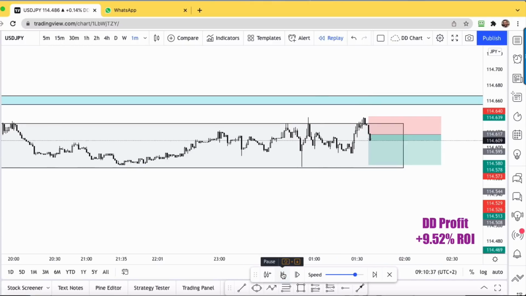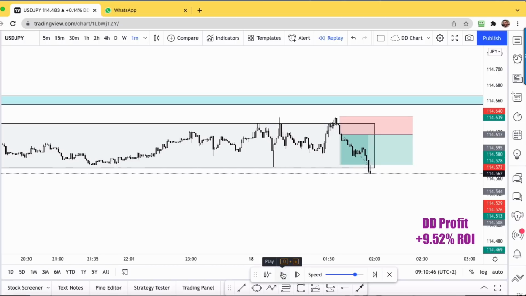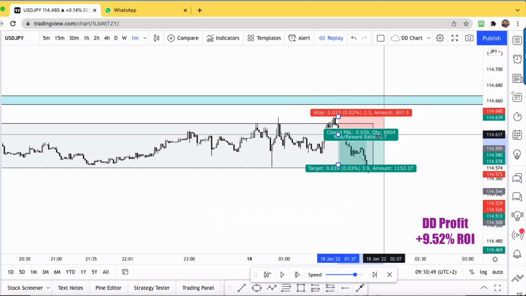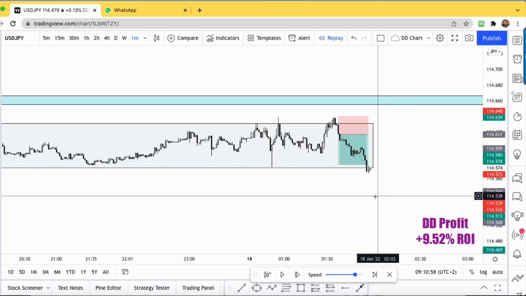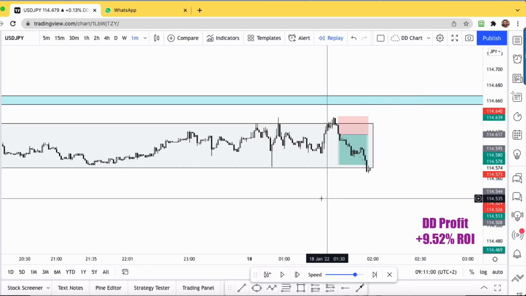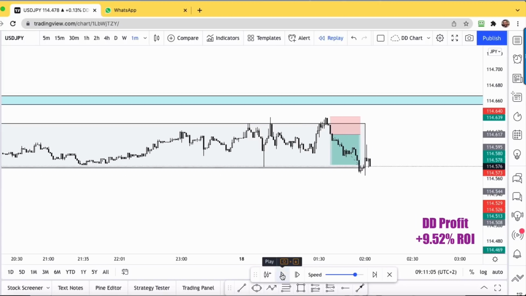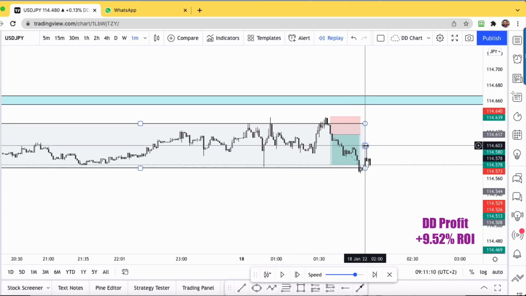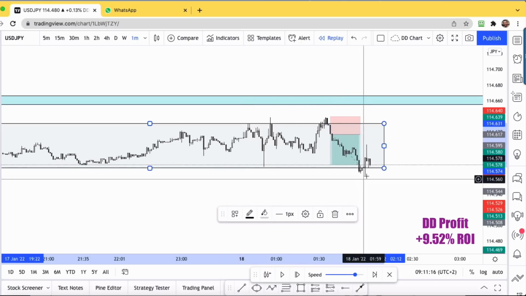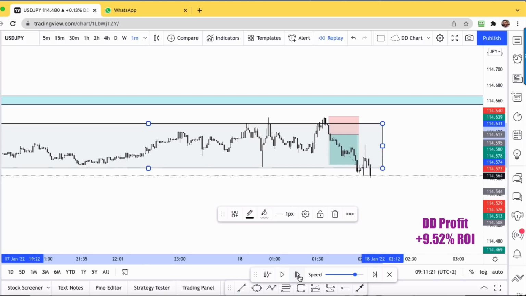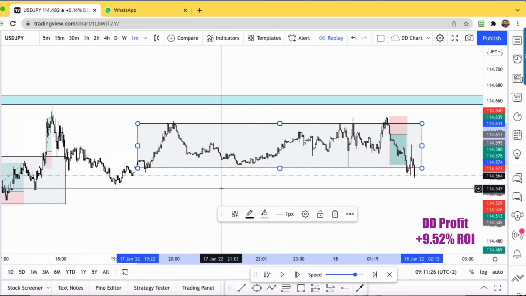Let's see what happens. Yeah, okay, that worked out. .7%, but we're not going to count that. Okay, so let's see if we're really going to break out of this range. That was a tiny little fake out breakout. And we're back in the range. Now that is a real breakout. So that's good.